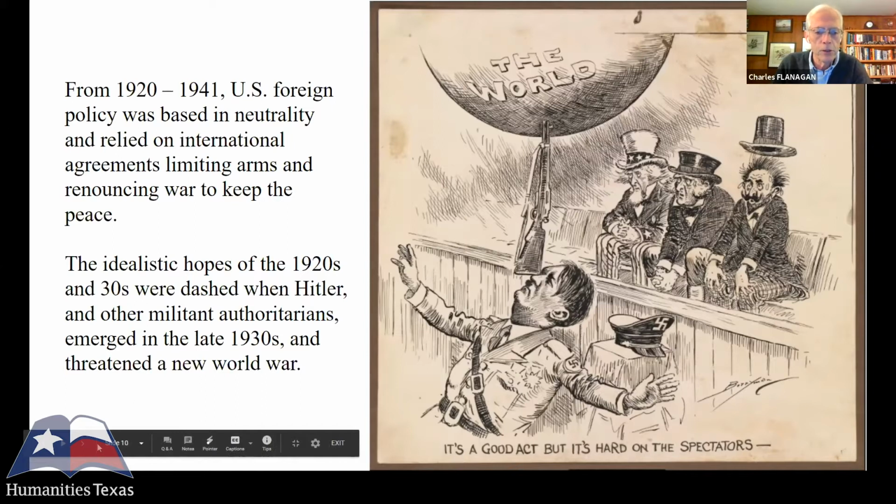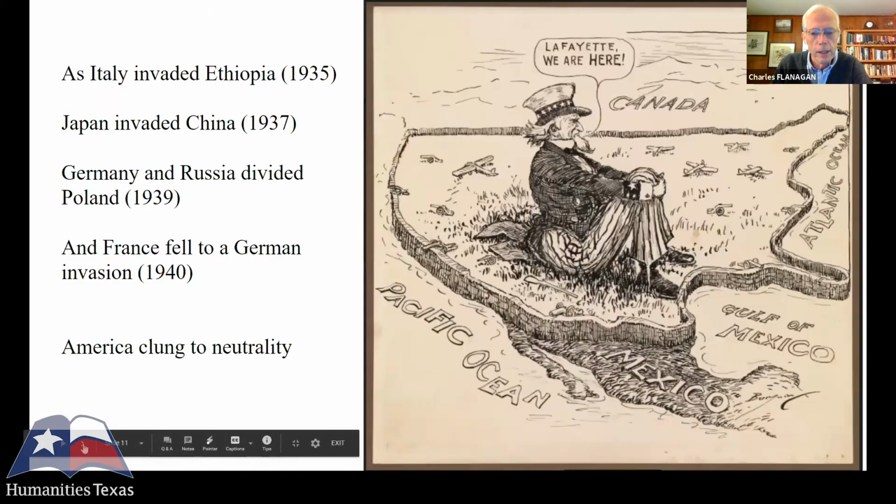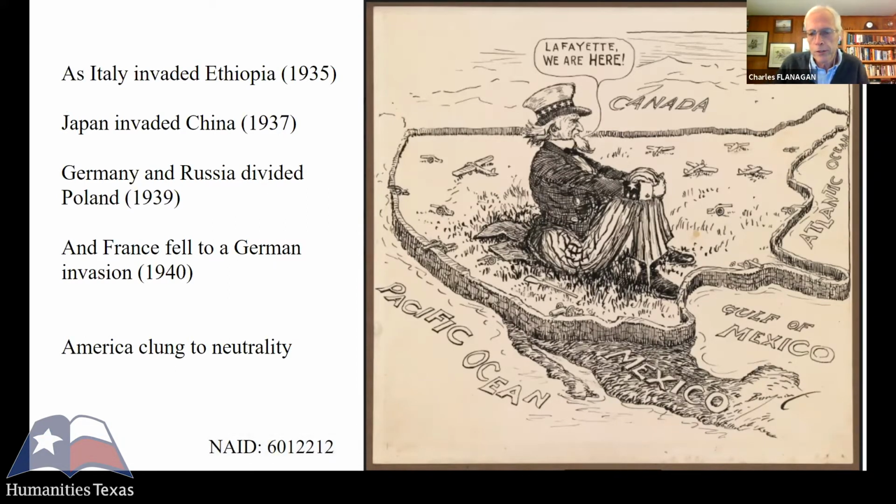And so using cartoons like these, you can give the kids snapshots that show them the posture of the US with respect to the rest of the world. This cartoon you see on the screen now was published just before the fall of France, a couple of days before the Germans marched into Paris. Well, in the 1930s, Italy had invaded Ethiopia, 1935. Japan had invaded China, 1937. Germany and Russia divided Poland in 1939, and France fell to a German invasion in 1940.